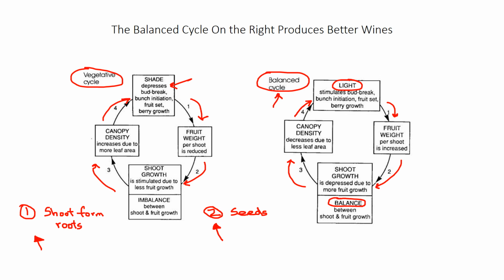We need to reproduce by having mature seeds in tasty grapes that are eaten by birds and distributed around the countryside. So if we have balance, shoots don't get too long, and then what that does is forces the vine to ripen the grapes. So that's the idea with balance. And we'll talk more about that, I'm sure, as we're out in the field the rest of this class.